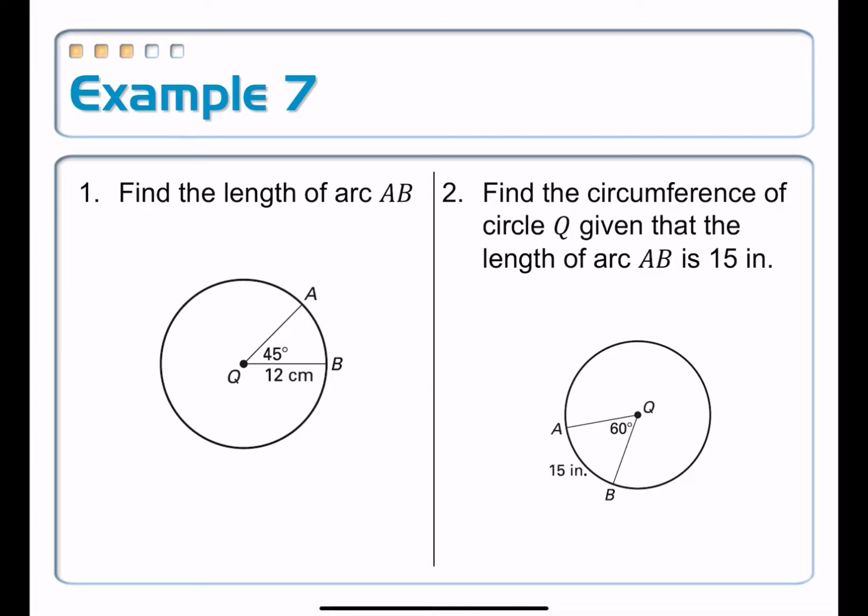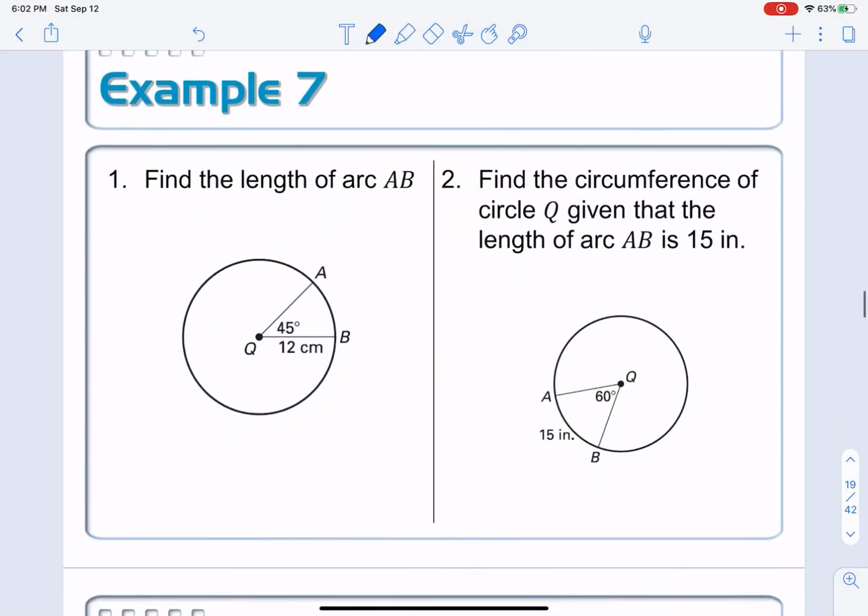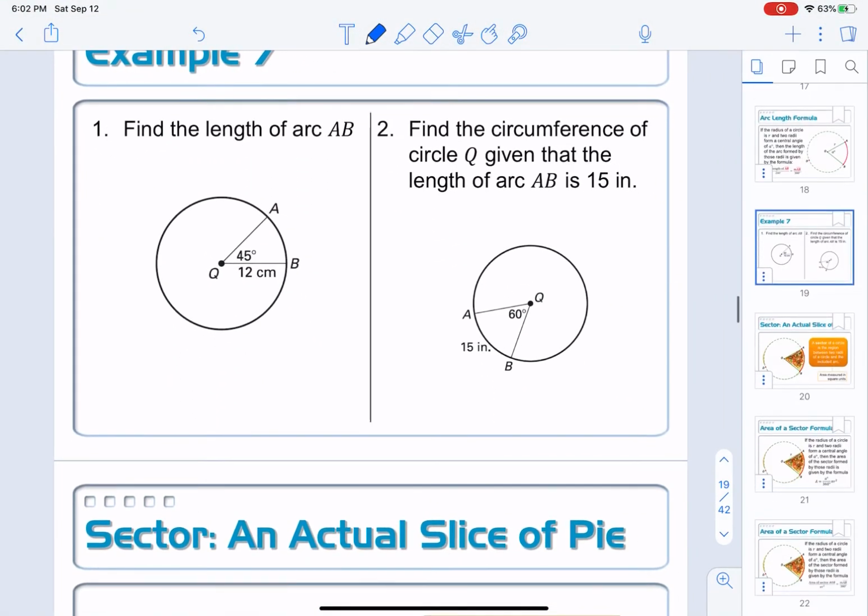And over here on number 2, find the circumference of the circle Q given that the length of arc AB is 15 centimeters. So this one, in some kind of way, it already gives us the arc length, and we have to work backwards to find the circumference. So let's take a look at each one of these. I definitely need some extra space here, so let's add a page.